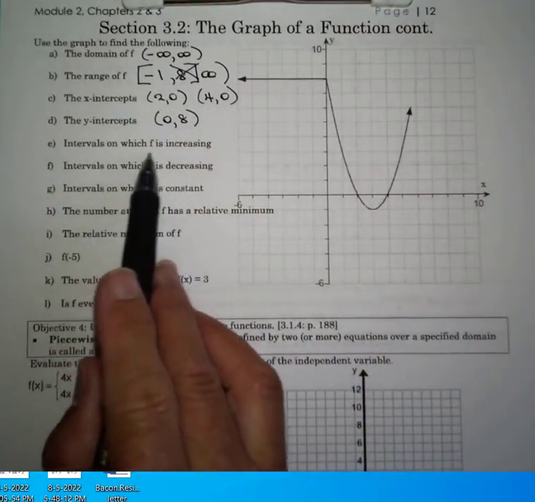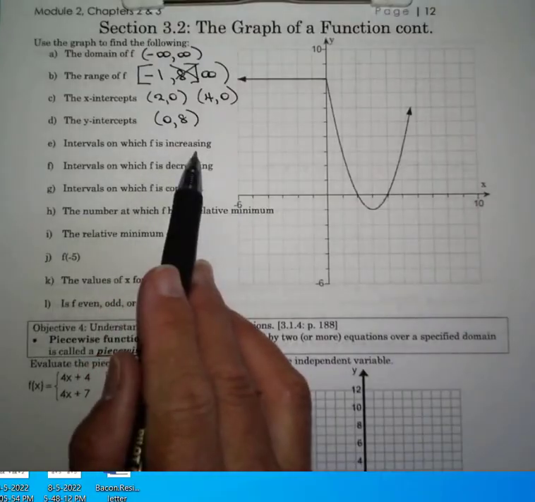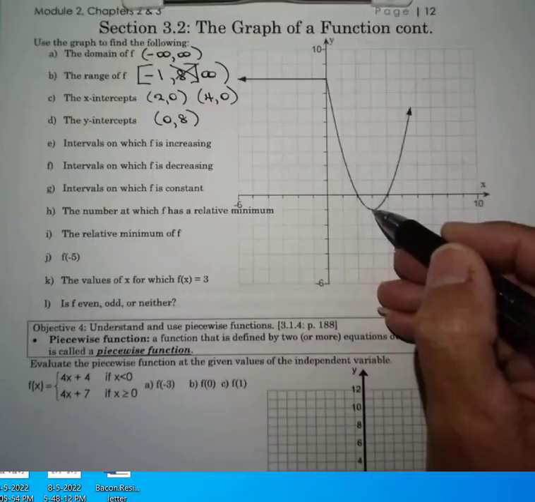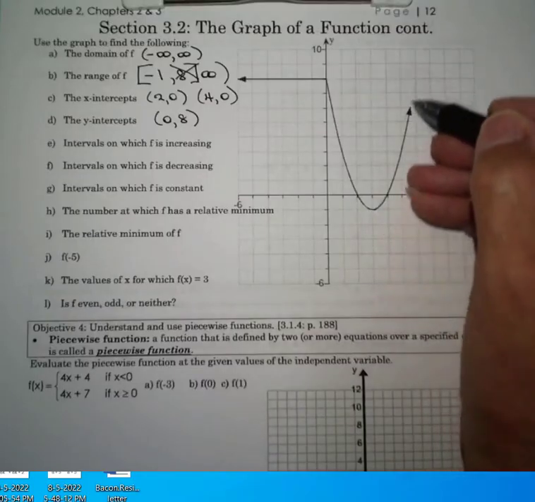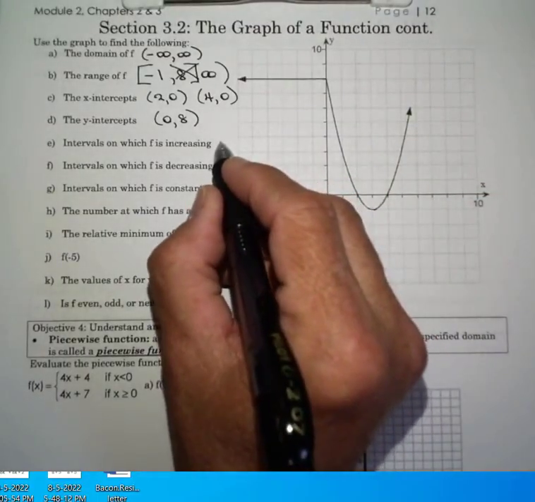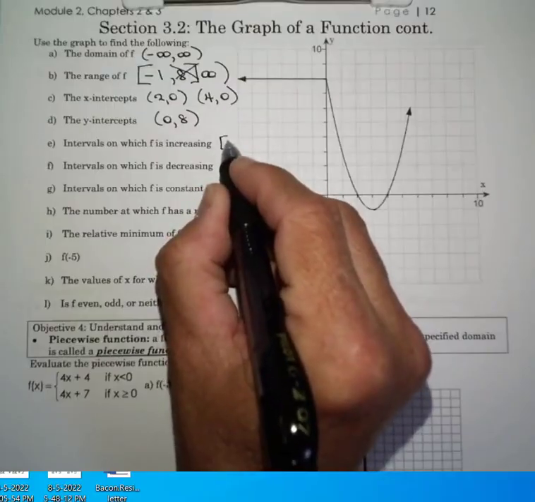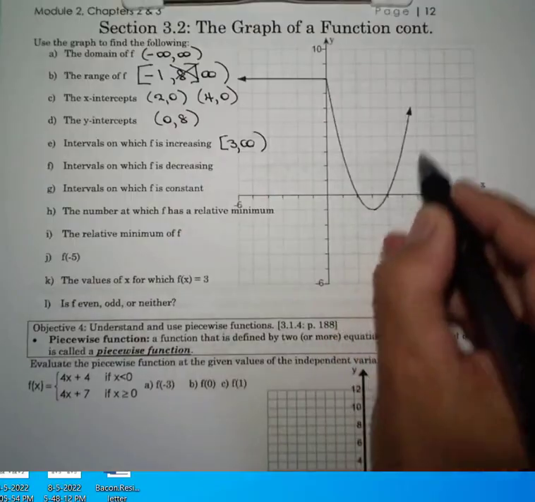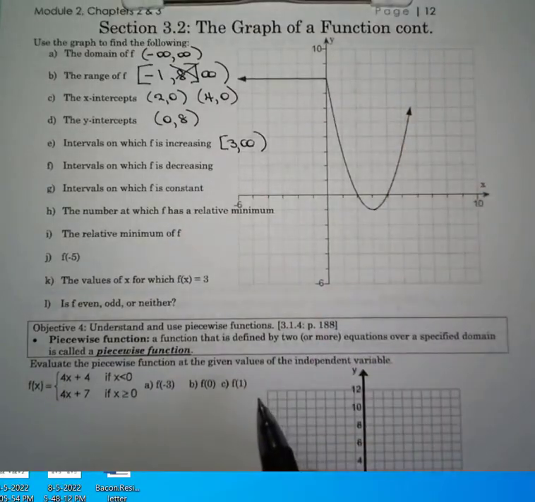Next, the intervals on which f is increasing. Where is the function increasing? Well, it stops right here at x equal to 3, and then goes all the way to x of positive infinity, right? So I'd say it starts increasing at 3 and goes to infinity. That's my x values for the increase of this function.